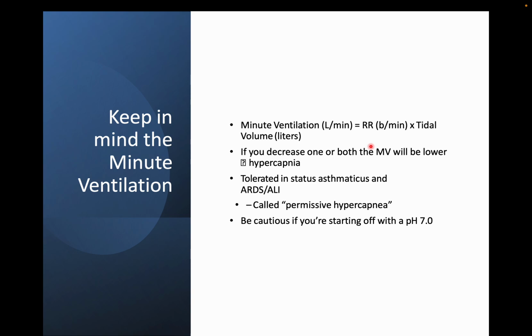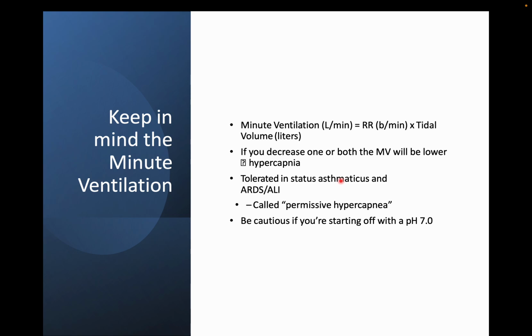So this is the minute volume, which depends upon the respiratory rate and tidal volume. If you decrease one or both, the minute volume will decrease. Decreased minute volume will cause hypercapnia. So you need to keep this in mind. Generally in the case of ARDS, we keep a low tidal volume. The respiratory rate in sepsis and ARDS we keep on the higher side, so that you deliver enough minute volume, and permissive hypercapnia is allowed. So generally you maintain the pH around 7.25 or so.